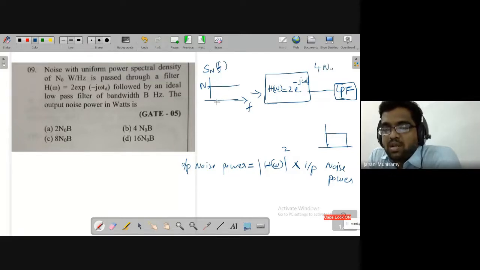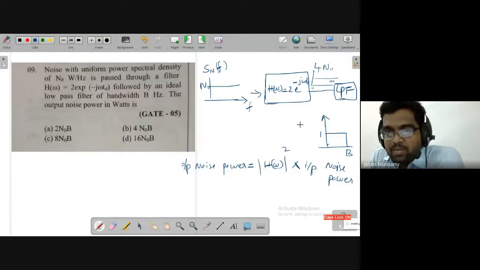Again, this frequency is extending from minus infinity to plus infinity, or from 0 to infinity. Now N0 has become 4 N0. The bandwidth is still infinite, but after that it is passed through a low pass filter, say with bandwidth B. The ideal low pass filter magnitude will be 1. So there will not be any magnitude change, but there will be a bandwidth restriction, because this filter will allow the frequency only up to B.